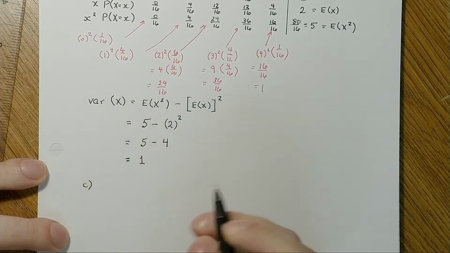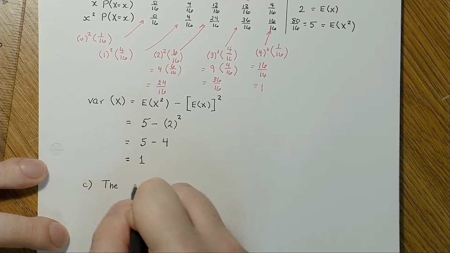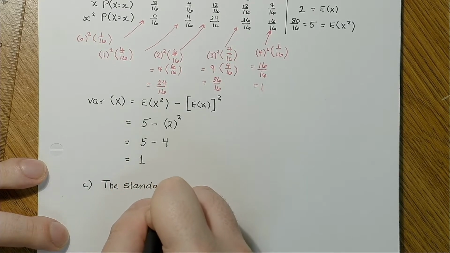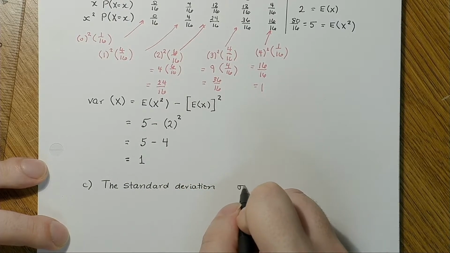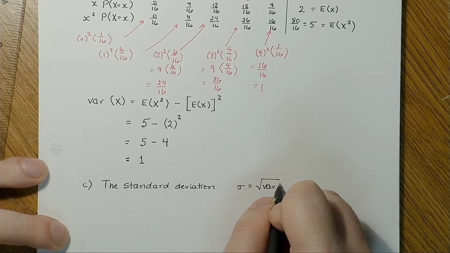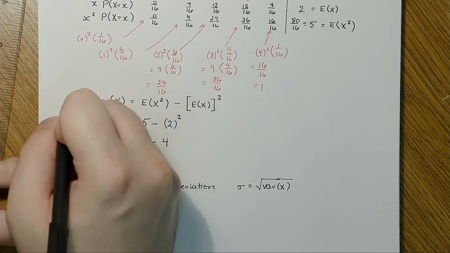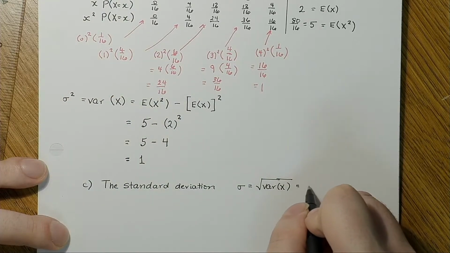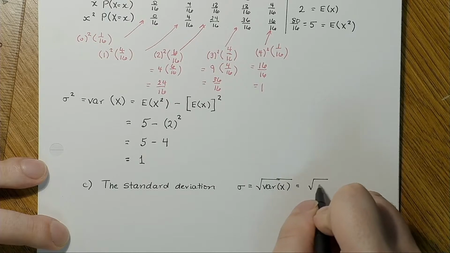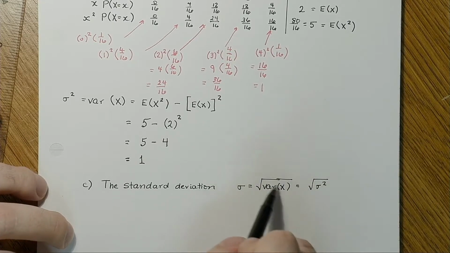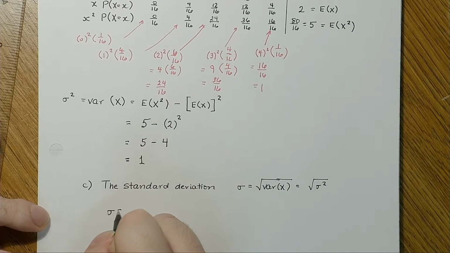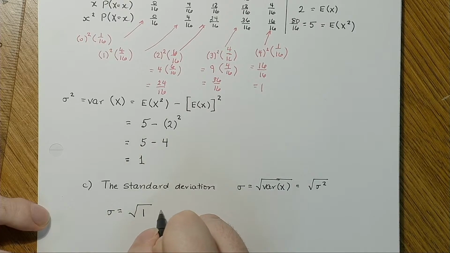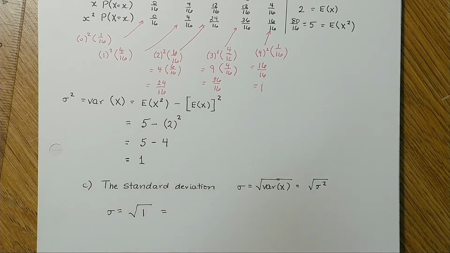And then we can do the standard deviation. It's just taking the square root of the variance. So the standard deviation is equal to the square root of 1. And the square root of 1 is, what's that in the chat?